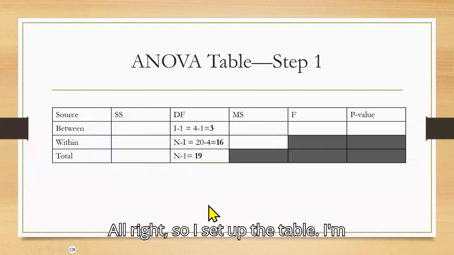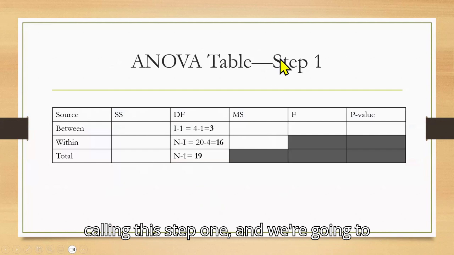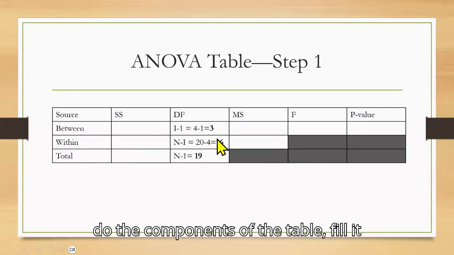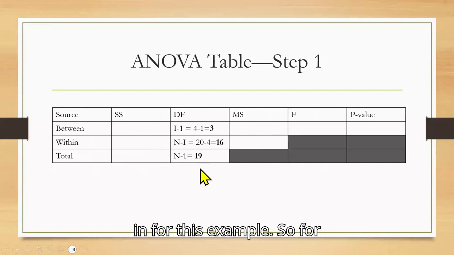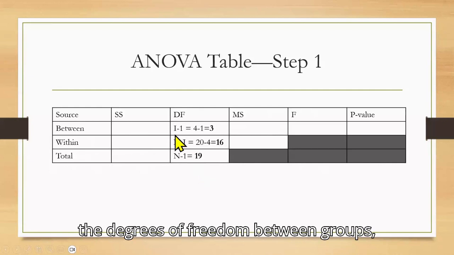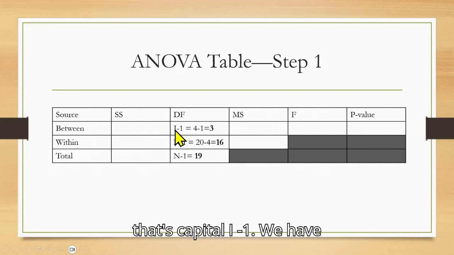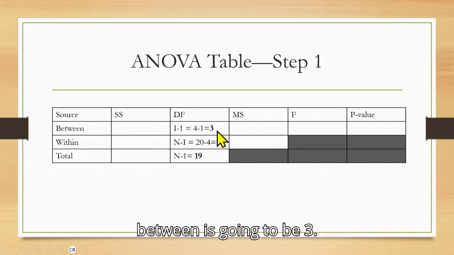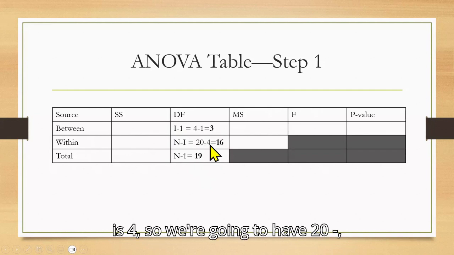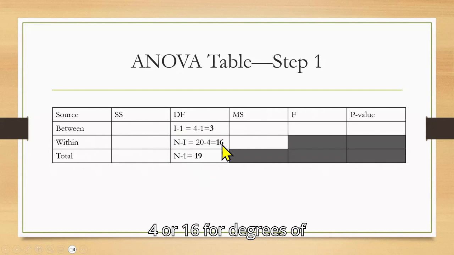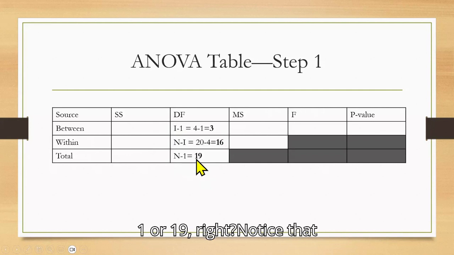All right, so I set up the table. I'm calling this step 1. And we're going to do the components of the table, fill it in for this example. So for the degrees of freedom between groups, that's capital I minus 1. We have 4 groups, so degrees of freedom between is going to be 3. Capital N is 20. Capital I is 4. So we're going to have 20 minus 4, or 16, for degrees of freedom within. And then capital N minus 1 is 20 minus 1, or 19, right?